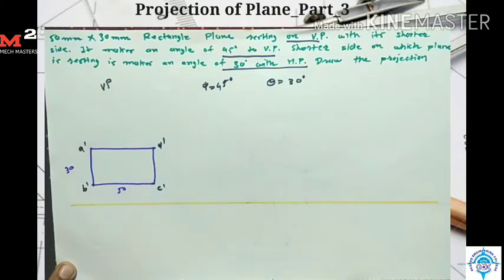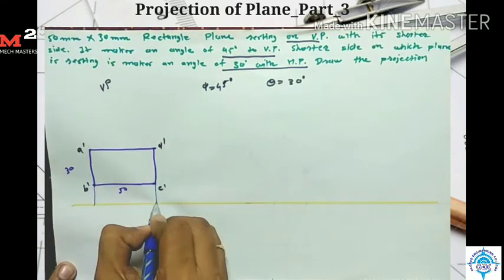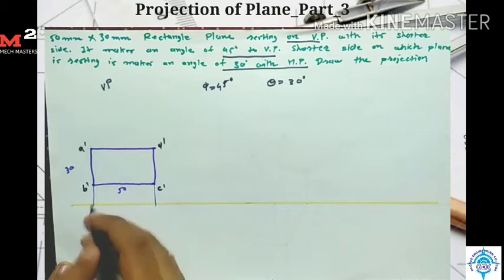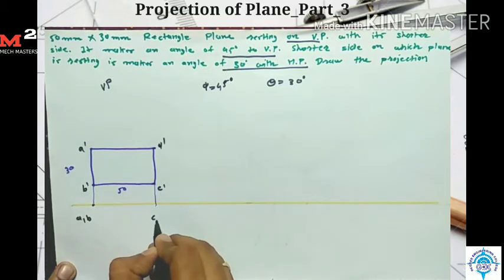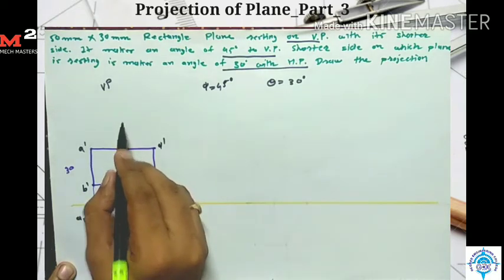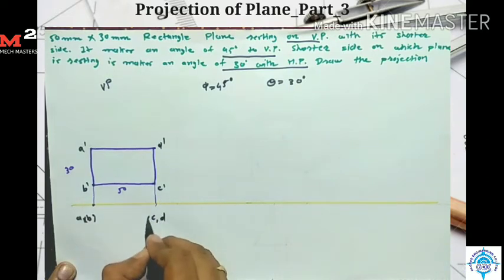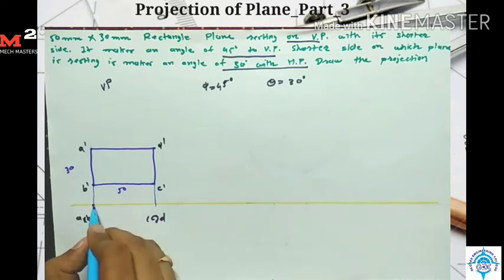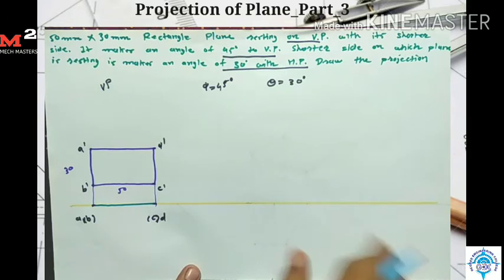Now for drawing the top view, I simply take the projection from here and from here. Here I get my points A, B, and here I get my points C, D. If I see from the top, then points B and C are hidden points. So here I get my top view for the first stage. In this way I complete the first stage.